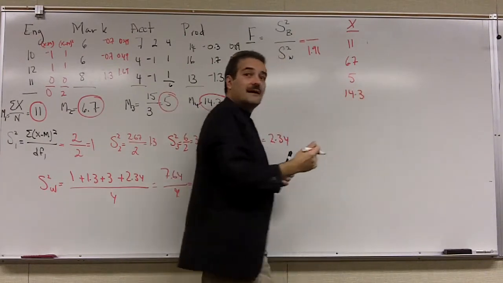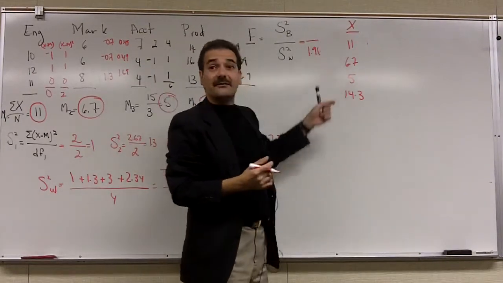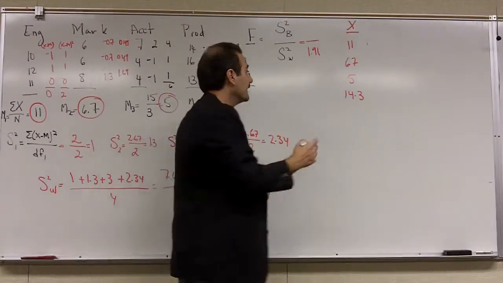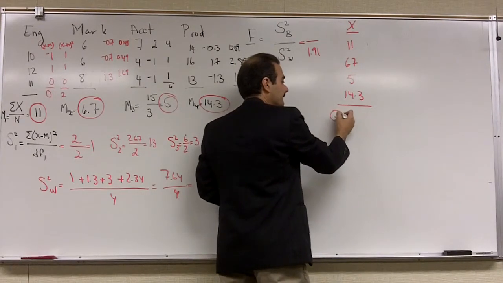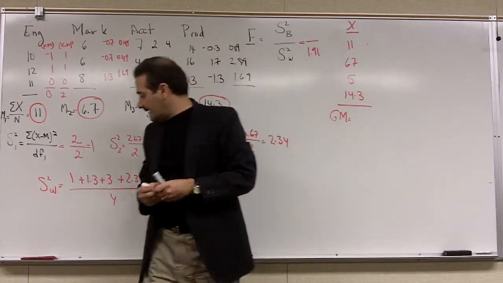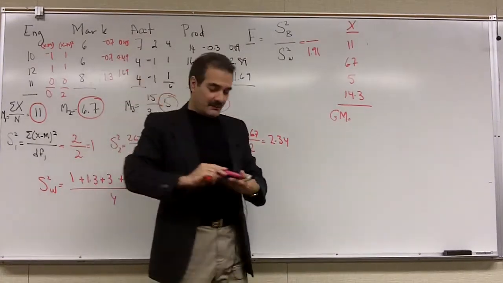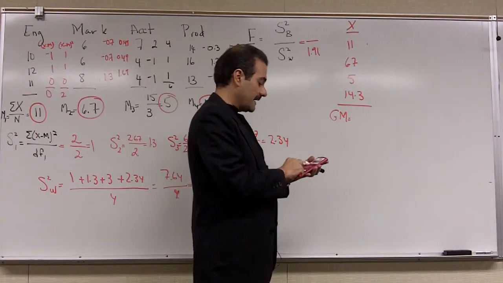Okay, you see what we've done? We've taken the means, and we are now treating them as if they are scores in a sample. And what we're going to find here is something called the grand mean, like the mean of means. We're going to calculate the mean of these means. This is not very different from what you've done in the past.